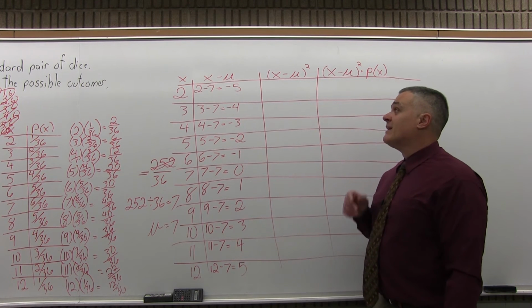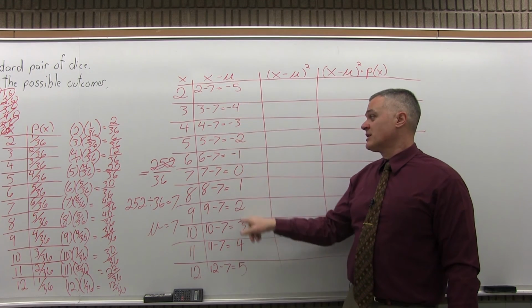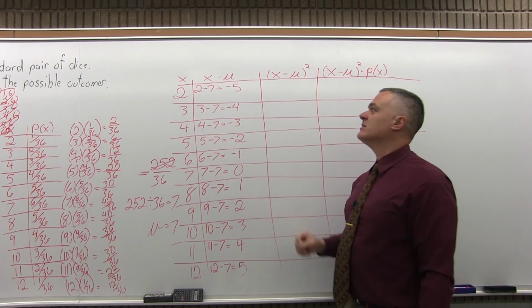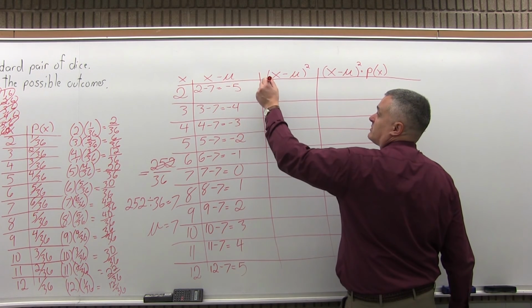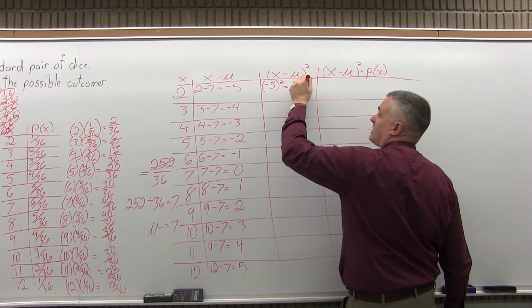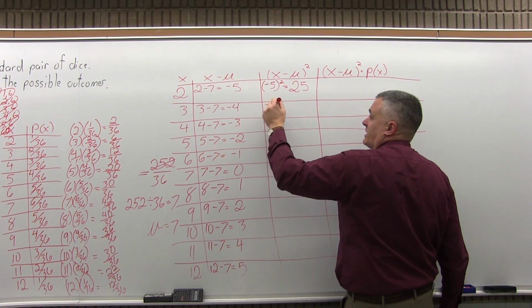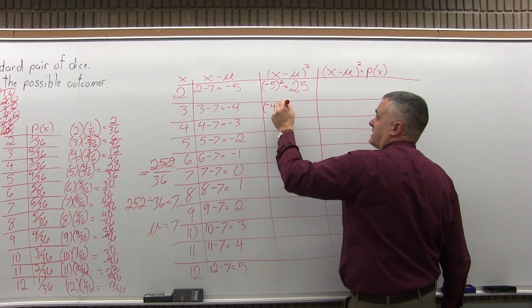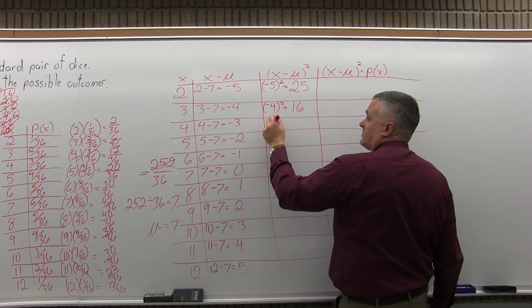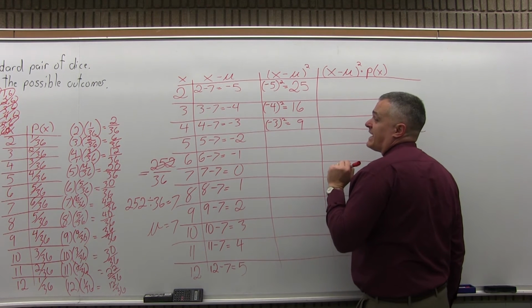So now, the next column, what I have to do is take the results for x minus mu that I got, and in every row raise those answers to the second power. So in the top row, x minus mu is negative 5. So I do negative 5 second power. Negative 5 times negative 5 is positive 25. The next row down, x minus mu is negative 4. So negative 4 second power. Negative 4 times negative 4 is positive 16. The next row down, x minus mu is minus 3. So minus 3 second power. Minus 3 times minus 3 is 9.